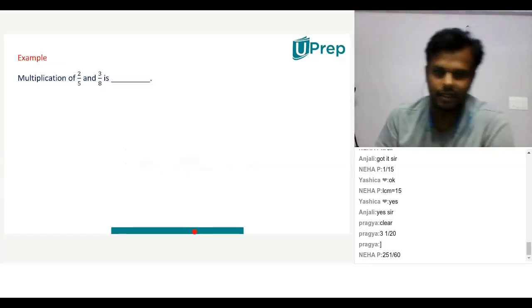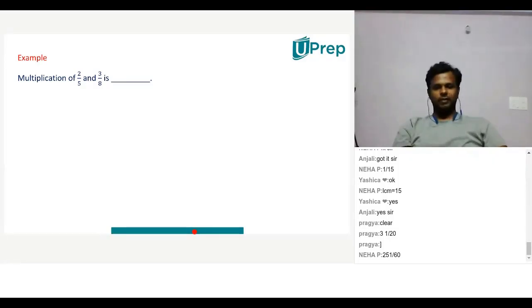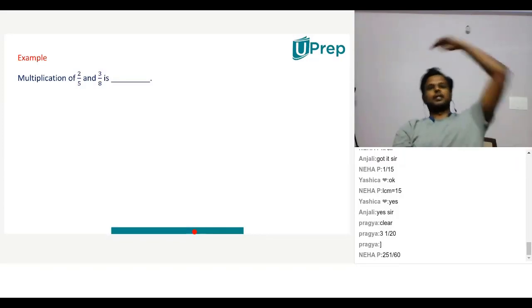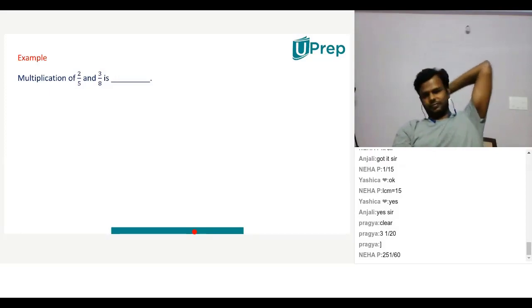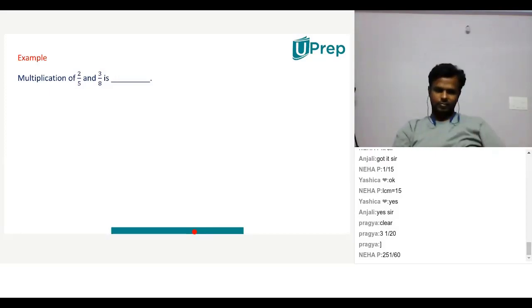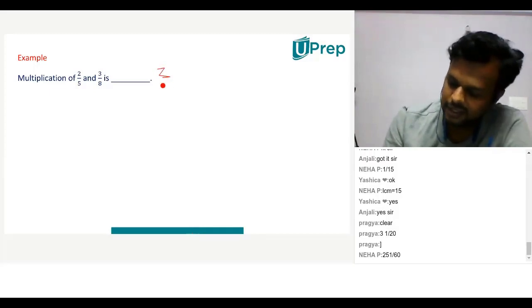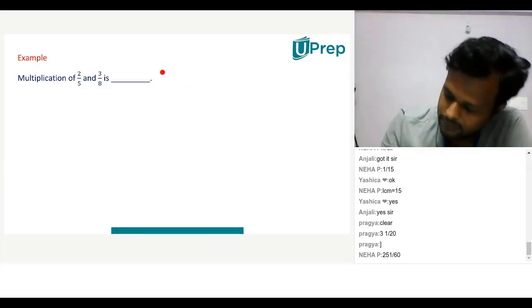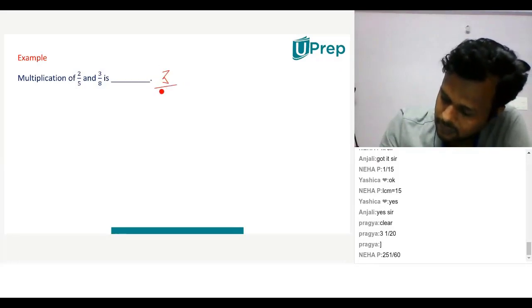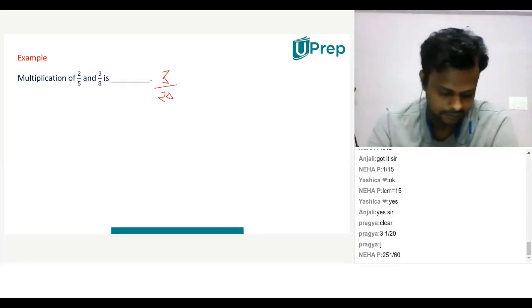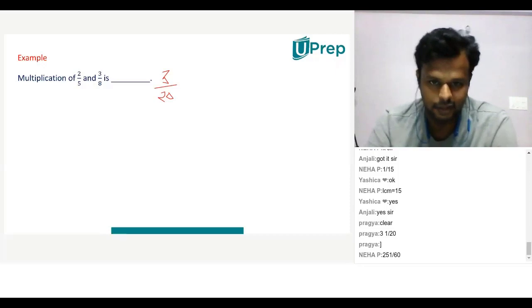Children, get the answer for this: 2 by 5 into 3 by 8. Sir, it's 6 upon 40. Can that be simplified further? Yes, sir, we can simplify it further. What is that? 3 upon 20. Both of them come in the table of 2. Very good. So children, the answer in this case is 3 upon 20.